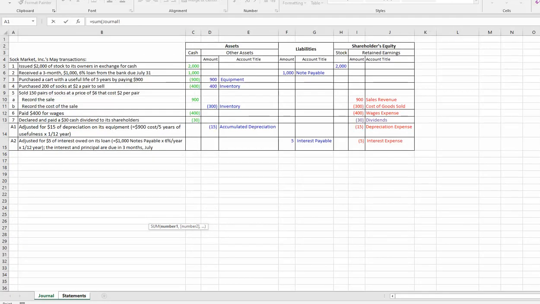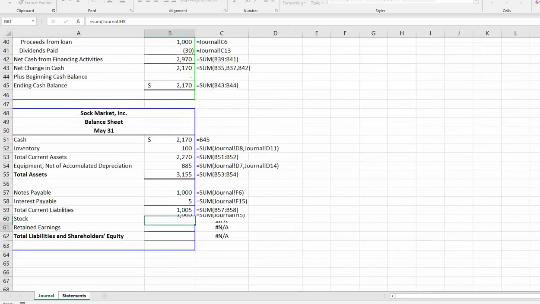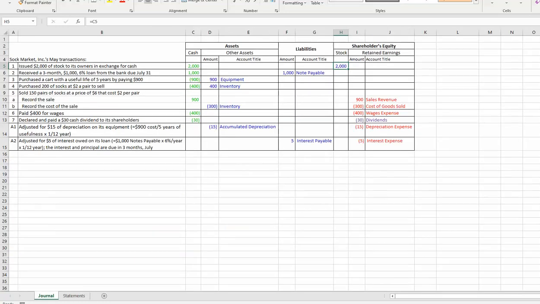Then I'm going to get my stock, and again it's safest to do equal sum. Stock is part of REDS under shareholders' equity, and I'm picking up the 2,000 under the stock column. Then I have retained earnings. I'm not doing the equal sum here, but I want you to look at the retained earnings column and see that there's a lot of activity here.